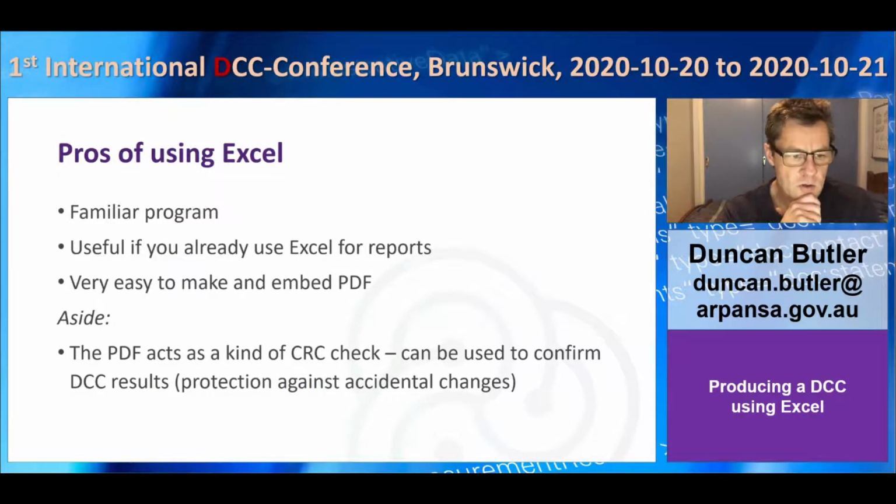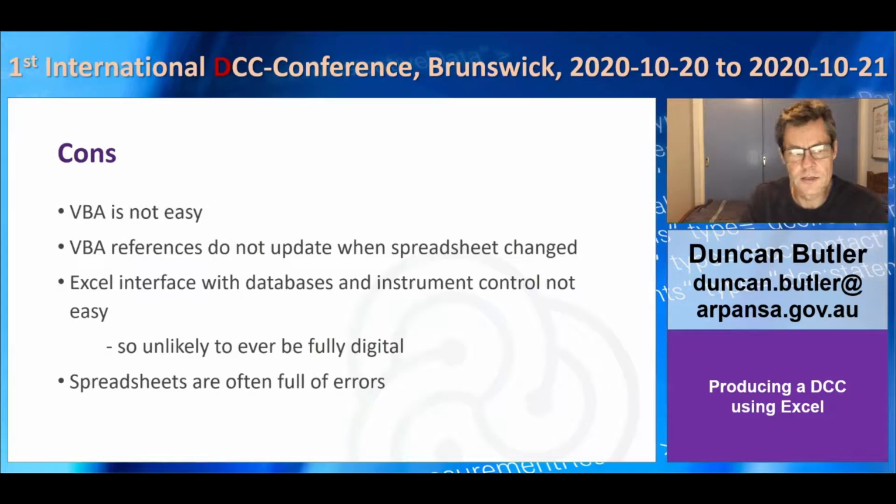I've just got an aside though, that the PDF is also a kind of CRC check in that it would be quite difficult to change the data in the DCC and also change the data in the PDF because that's all encoded. So it does give you a level of protection against accidental changes. It's not a security thing, but it's going to stop someone accidentally changing a number in the DCC, and the user can always check against the PDF.